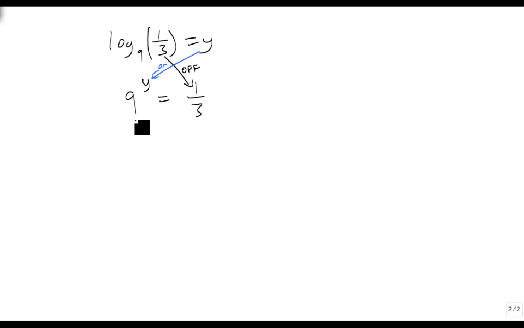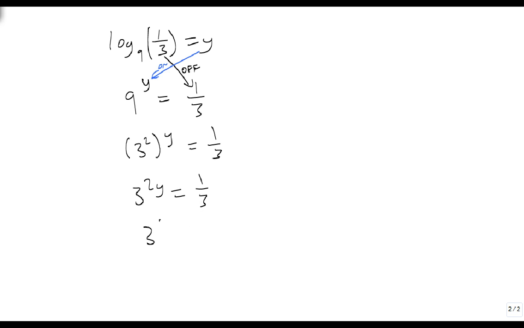Let's look at another one. What if we have log base 9 of 1/3? Well, again, we're going to attach a y, and we rewrite this so it's 9 to the y equals 1/3. Take that part off, and this one goes on. Well, 9 is 3 squared, to the y, equals 1/3.